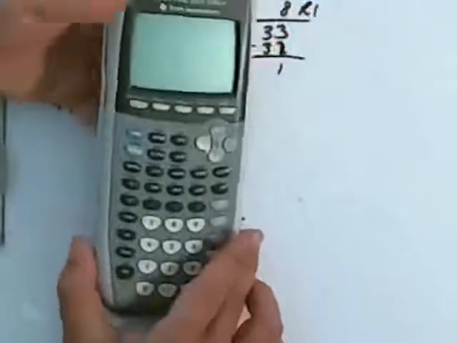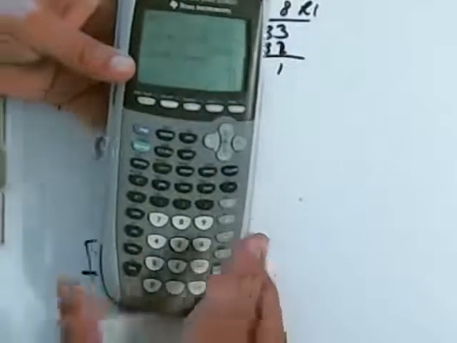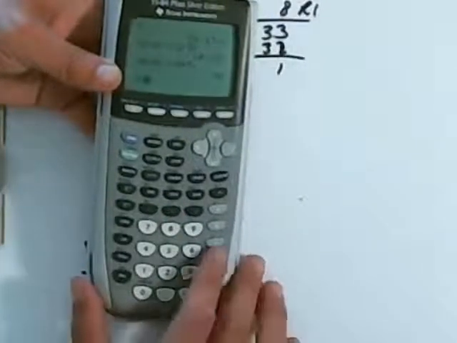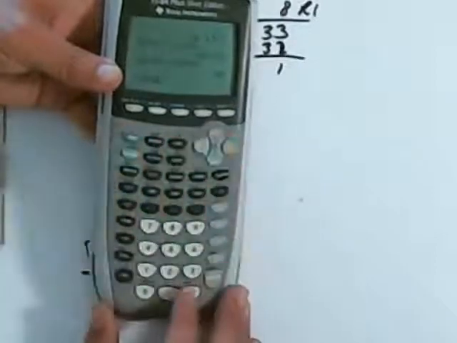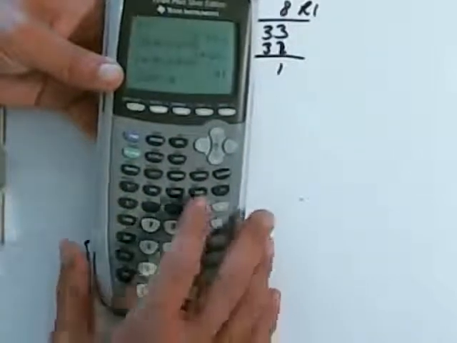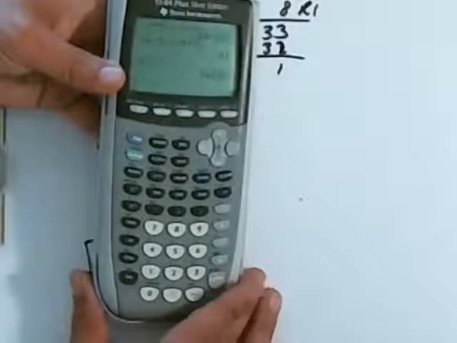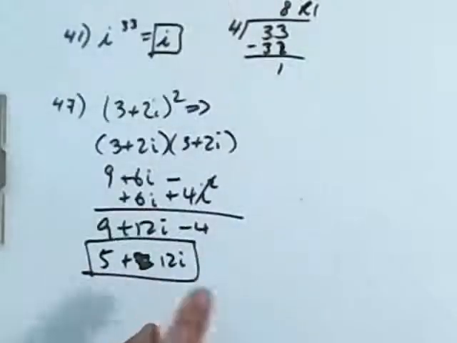Relatively simple. You can actually use it on your calculator. Let's see, right over here. 3 plus 2i. Parentheses, 3 plus 2i. There it is. And then square that, and you end up with 5 plus 12i.